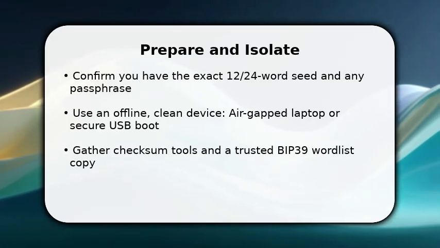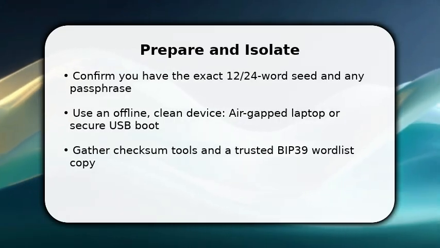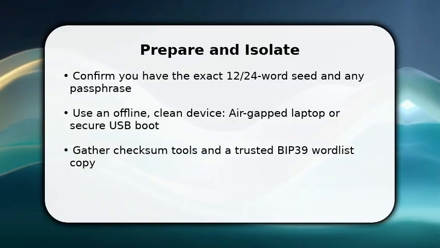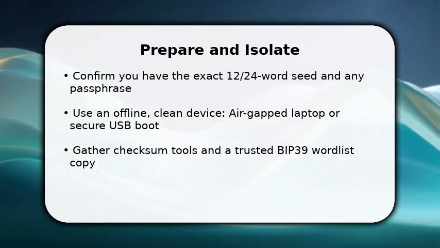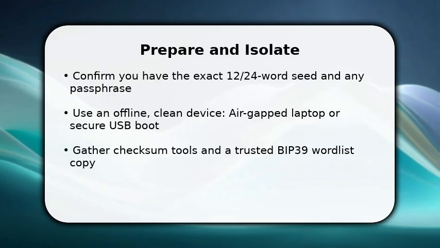You start by confirming the exact 12 or 24 words plus any hidden passphrase. This is the core. Once done, boot an air-gapped machine or a live USB to avoid network exposure, and make sure to have a verified BIP39 word list and checksum utility available offline.